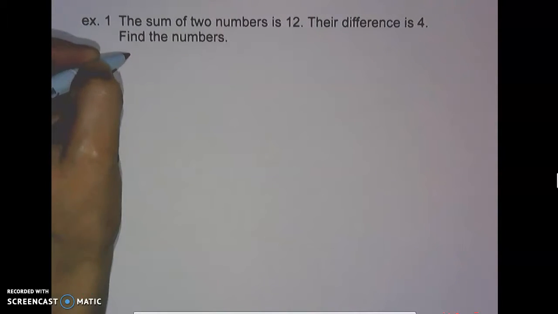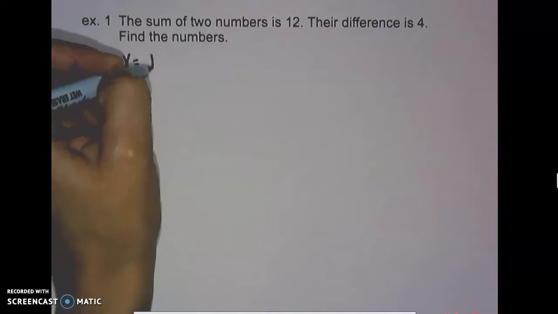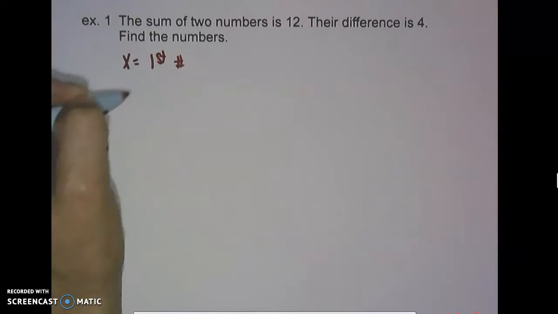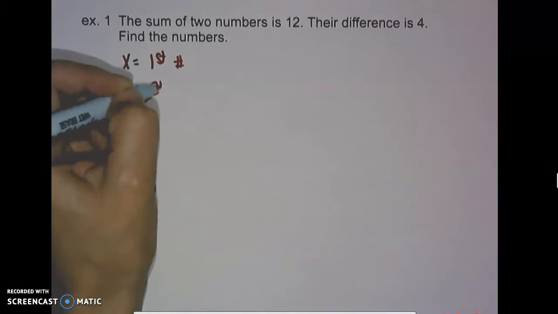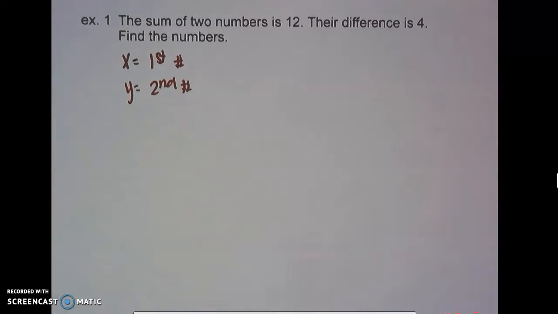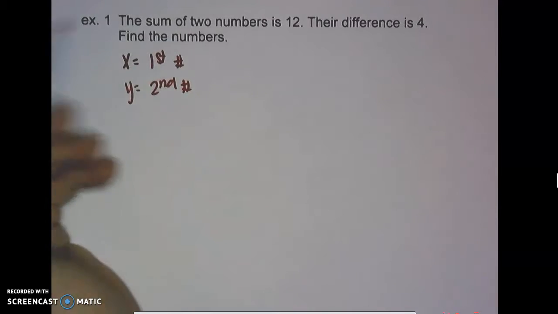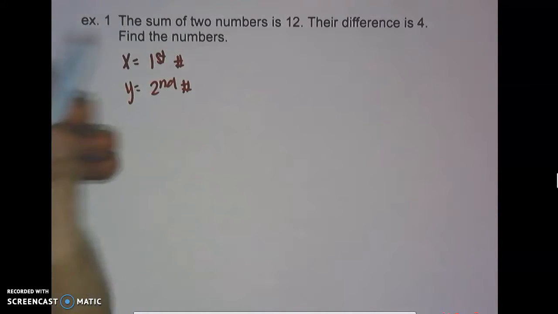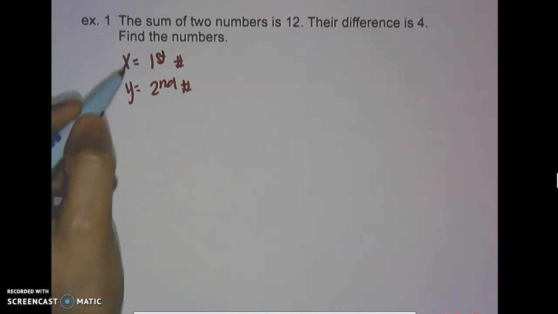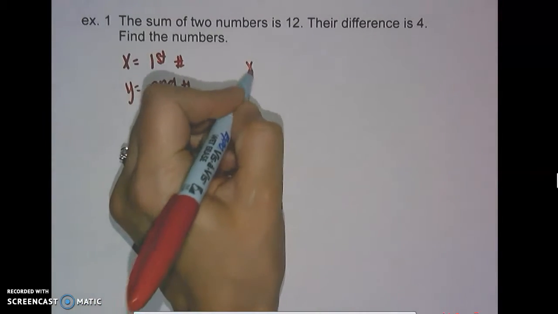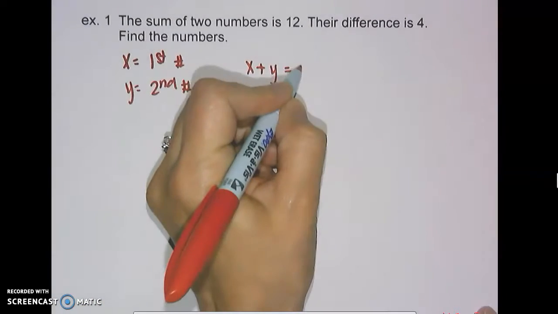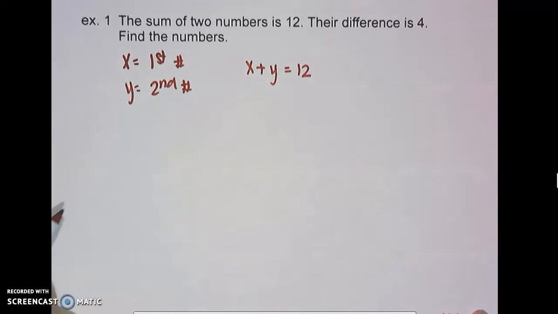No. So that means that our variables are going to be x equals the first number and y equals the second number. And it doesn't necessarily mean that the first number is bigger than the second number or anything like that. We just have two numbers. So we have the first number and we have the second number. The sum of those two numbers is 12. Well, sum means addition, and we're taking those two variables. We're adding those, and that should equal 12.